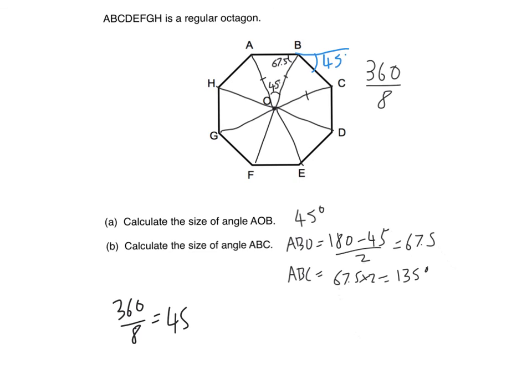Remember, the sum of all of the exterior angles is always 360. And if the sum of exterior angles is 360, making the exterior angle 45, then the interior angle is 180 minus 45, which is 135. So that's another approach you could have taken.